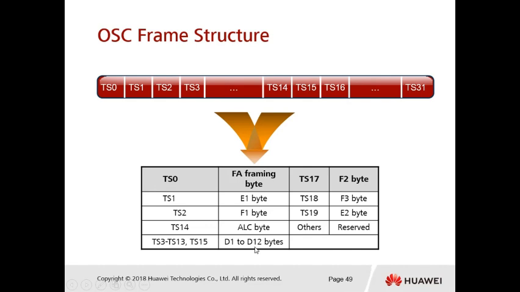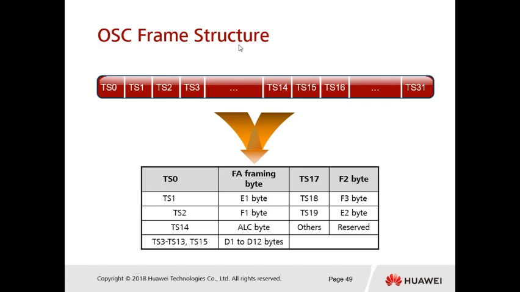Okay, and TS3 to TS13 and TS15 are very important overhead. They are D1 to D12 DCC bytes. DCC bytes are used to carry the communication protocol between two stations. Huawei equipment uses the Huawei ECC communication protocol, so it is carried by D1 to D12. If these bytes are broken, the communication between two stations will be down. So it will affect your communication between two stations. So that's the frame in our OSC.